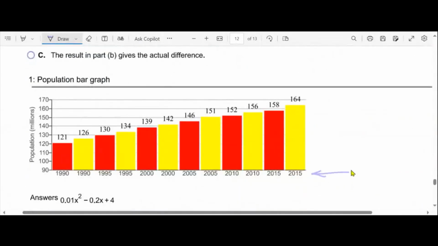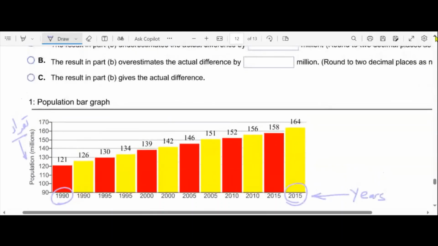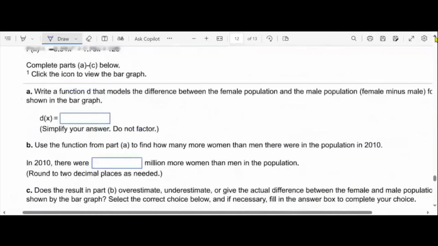So this one here is what, years, right? Yes. And this one is the population in millions. 120 million, 126, like this. And this year started from what year? 1990, and then 1990. Right. 215. Go ahead, continue reading.